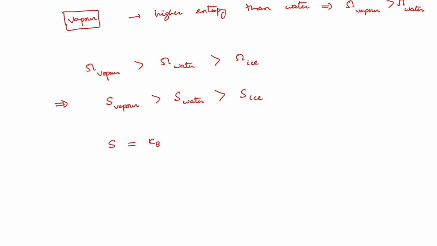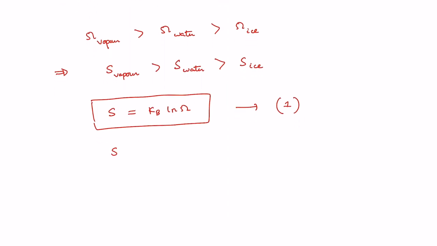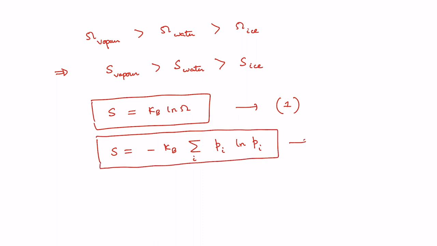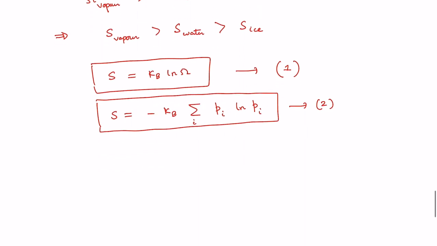So this expression, S is equal to KB logarithm of omega, is called Gibbs entropy, and it was discussed in thermodynamics and classical statistical mechanics. This expression can be written in terms of probability as well: S is equal to minus KB summation of Pi logarithm of Pi. This is another way to express equation number one, so let me say this is equation number two. Here Pi is the probability of obtaining the ith microstate.